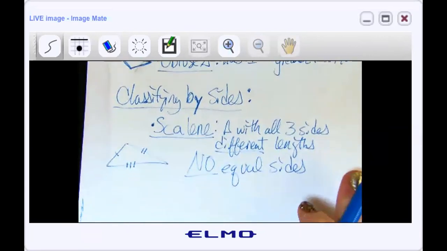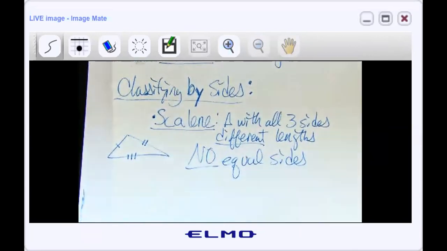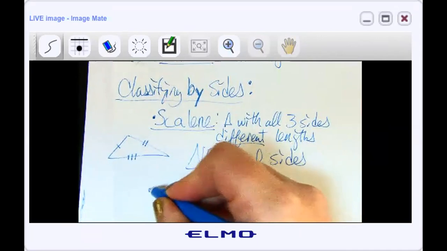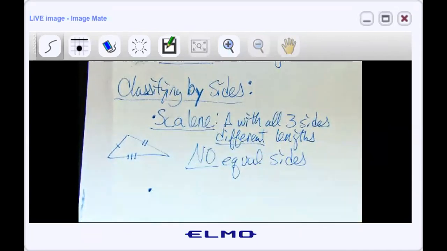Okay, so you remember scalene. Maybe you remember the word for the next one that has two sides the same. Anybody recall? What's the name of the triangle that has two sides the same? Starts with an I. That helps.